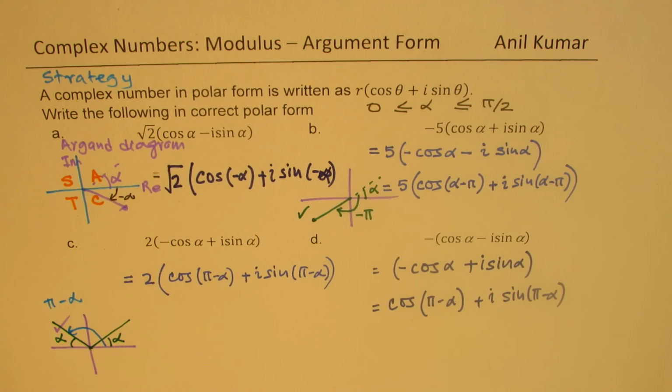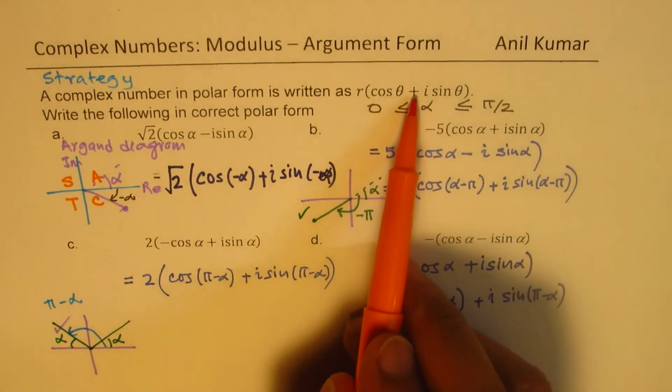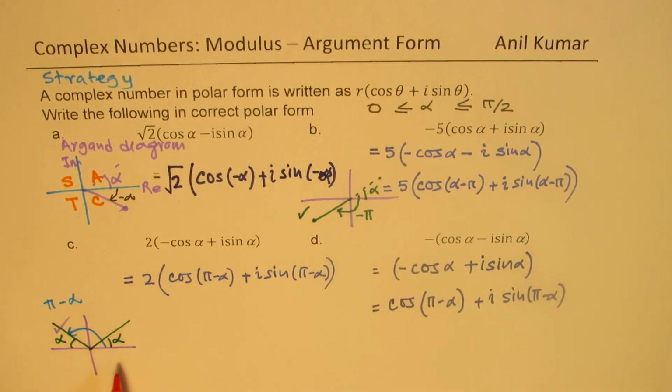So the correct form in polar form or modulus argument form is always writing these with positive values. The argument takes care of the correct value. So I hope that helps.